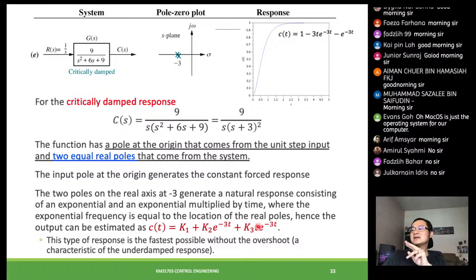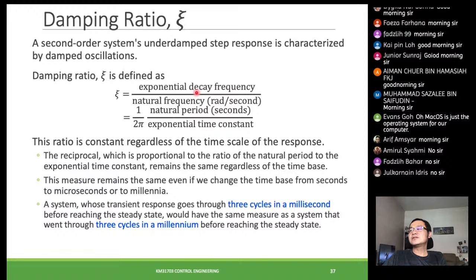And if we transform this, we will get 1 over 2 pi divided by the natural period. Remember, period and frequency have a conversion, which is inversely proportional. So you have the natural period divided by the exponential time constant. Remember the time constant, the exponential time constant, the minus at part? The a is the time constant of the decaying envelope. So you can also get that damping ratio from this easier form.